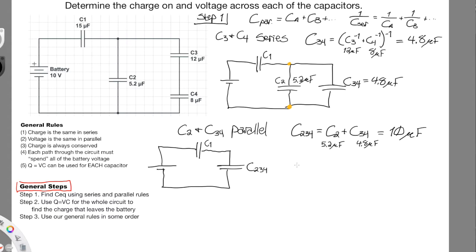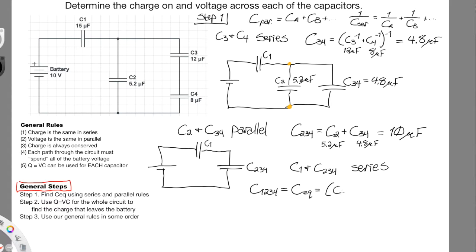Hopefully this is easy to see that C1 and C234 are in series with each other. So we can, again, use our series equation, rewritten in a slightly different way. C1234, the combination of capacitors 1, 2, 3, and 4, which will be everything for this circuit. That's all of our capacitors.